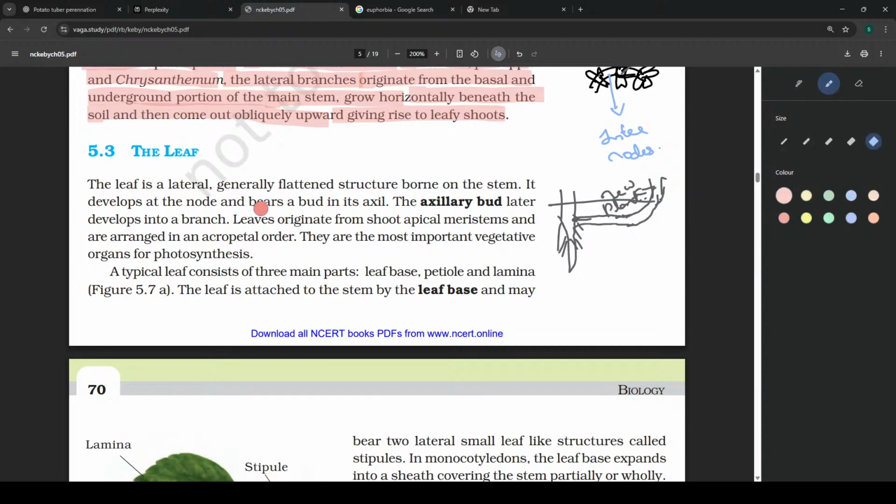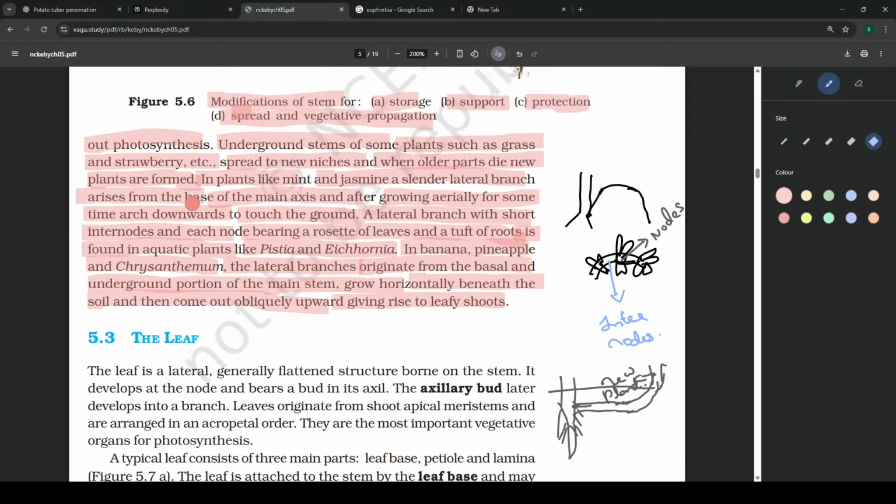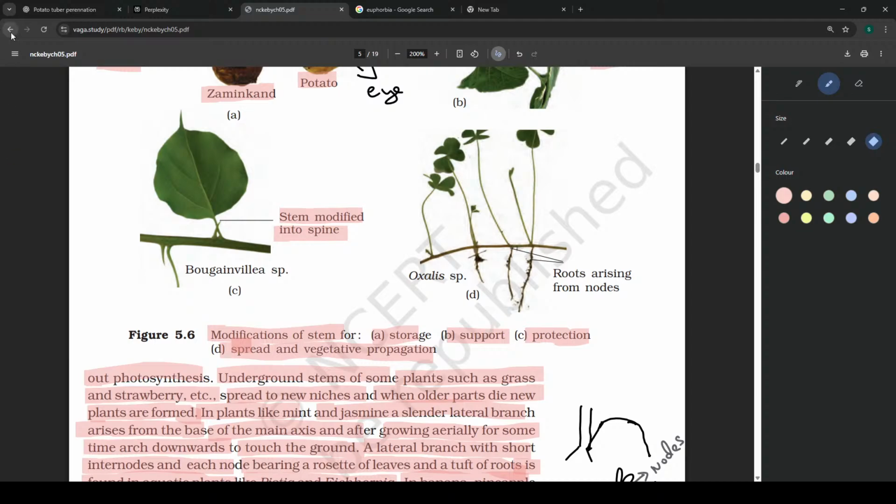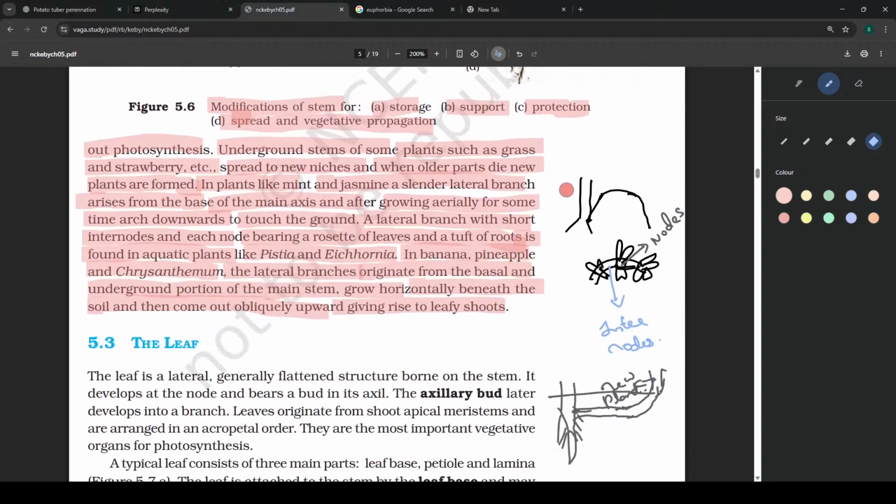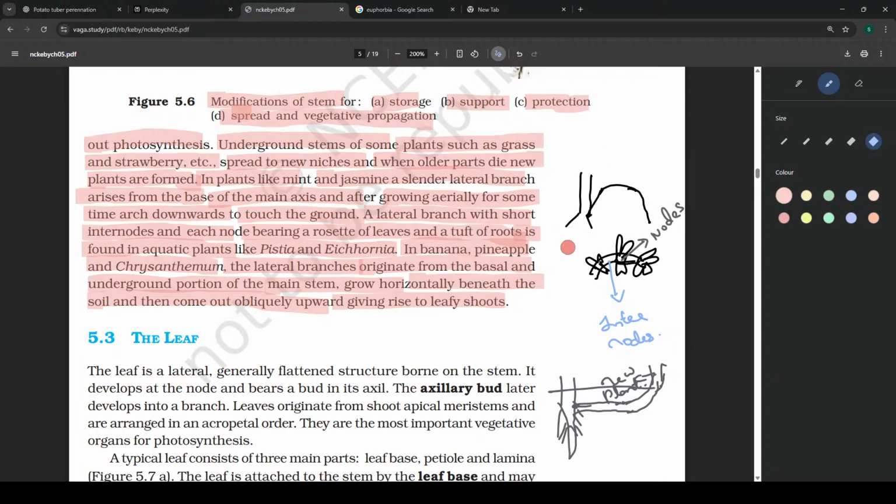That is how another type of vegetative propagation through stem modification works in case of banana, pineapple, and chrysanthemum. Okay, we saw many kinds of vegetative propagation here. Let's see that again. The first one in case of the aerially growing branch, in case of mint and jasmine. In mint and jasmine, there will be a slender lateral branch growing from the base like this. It will touch the ground and a new plant will form.